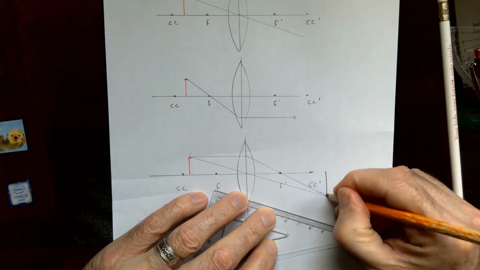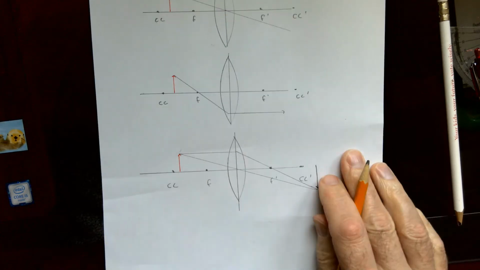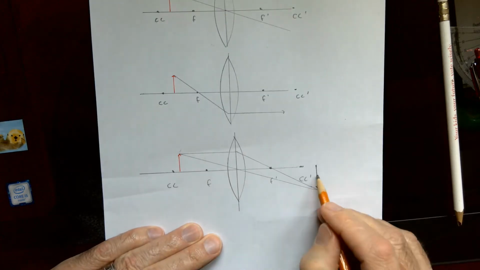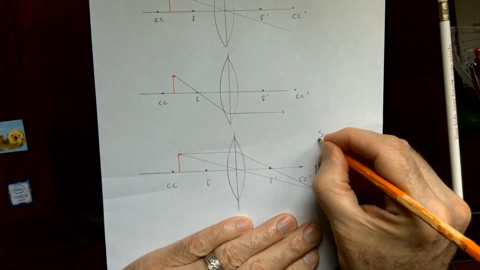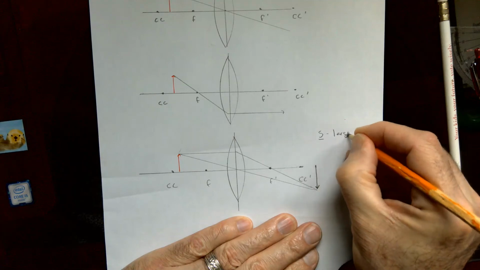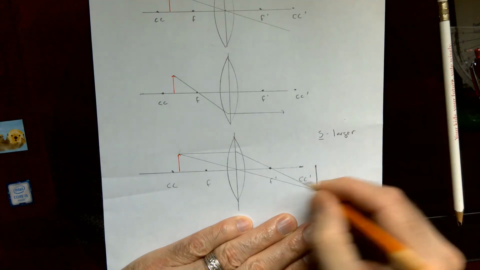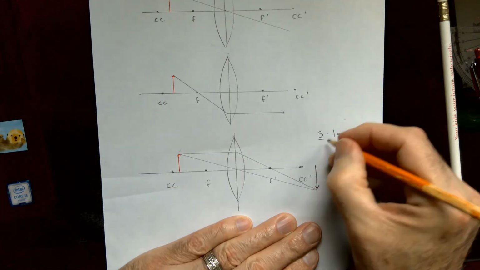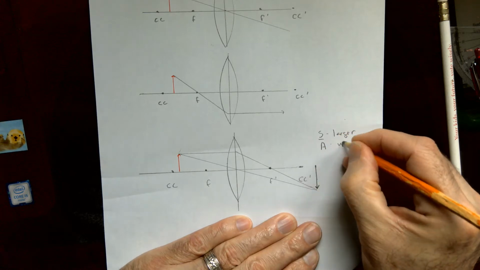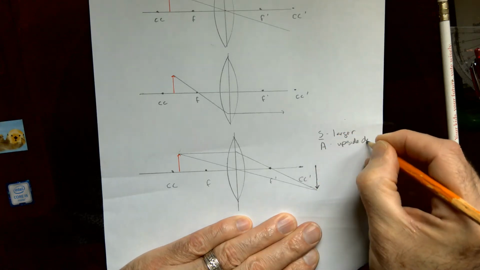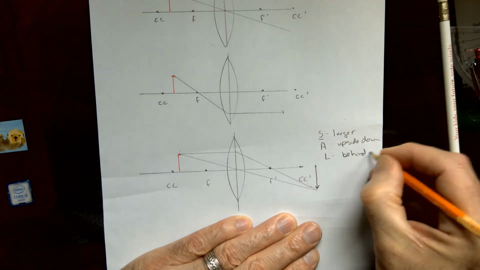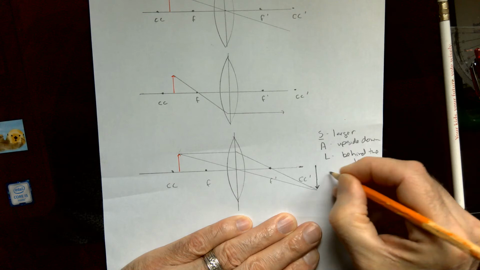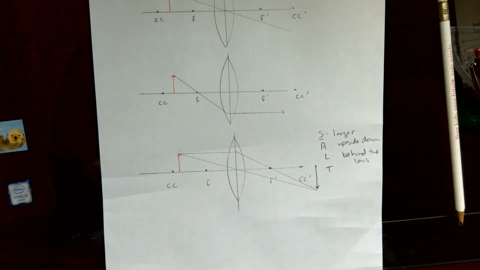I'm going to draw my image in. My image looks like it's slightly bigger than my object. So if I do SALT, for size, I'm going to say that my image is larger than the object I started with. Attitude, it's upside down. Location is behind the lens. And type. Now here's the tough one for people. Is it virtual or is it real?